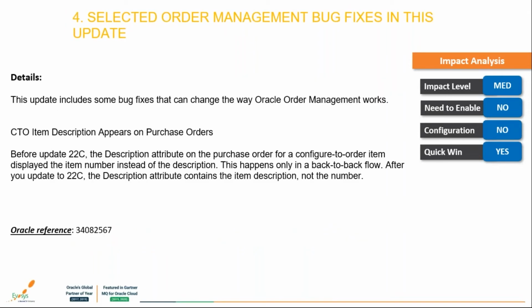The next is selected order management bug fixes in this update. This update includes some bug fixes that can change the way Oracle Order Management works. One bug fix is CTO item description appears on purchase order. Before the update, the description attribute on a purchase order for a configure-to-order item displayed the item number instead of the description. After the update, the description attribute contains the item description and not the number. Here, the Oracle reference number is also provided.